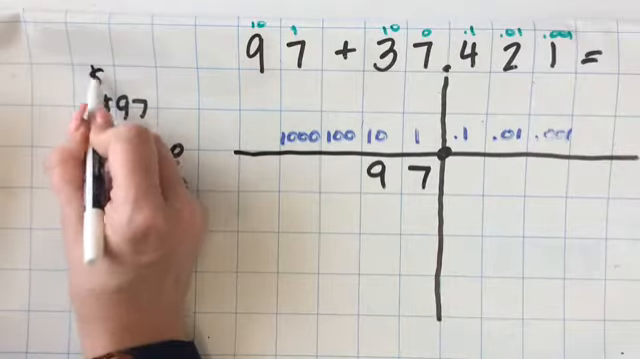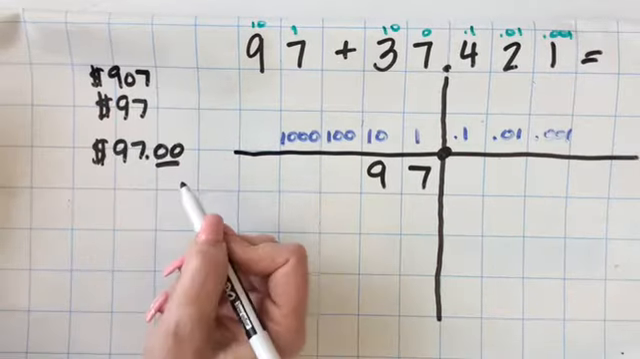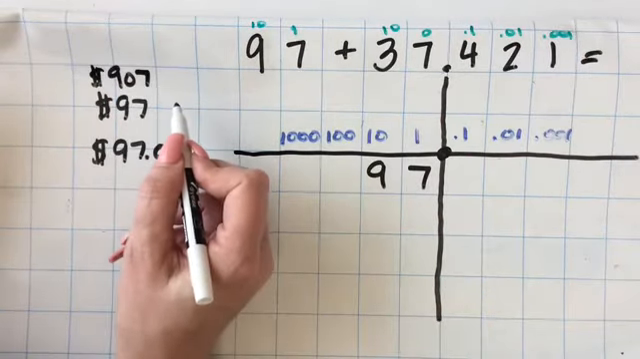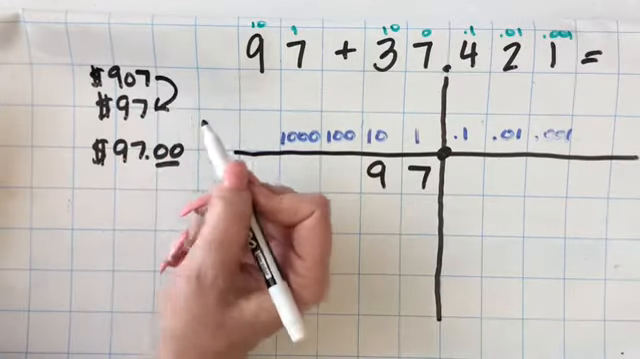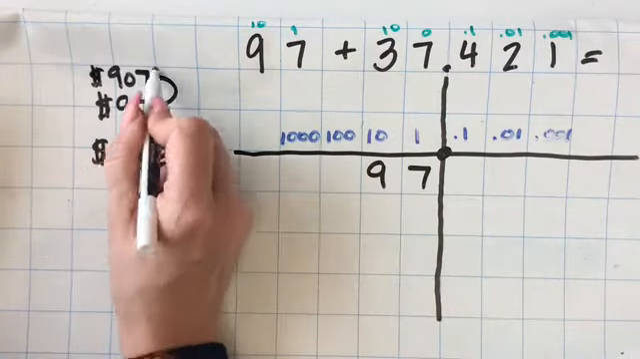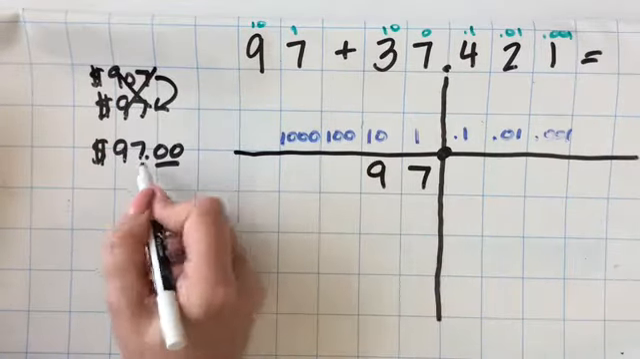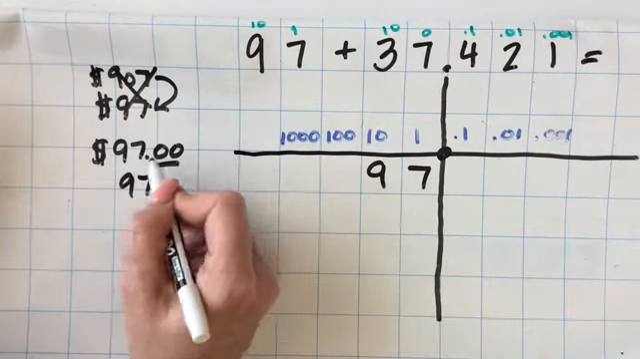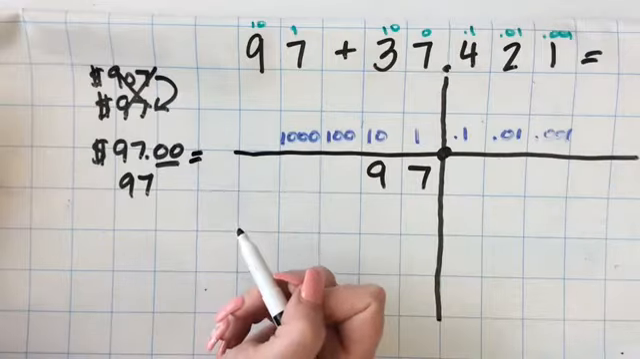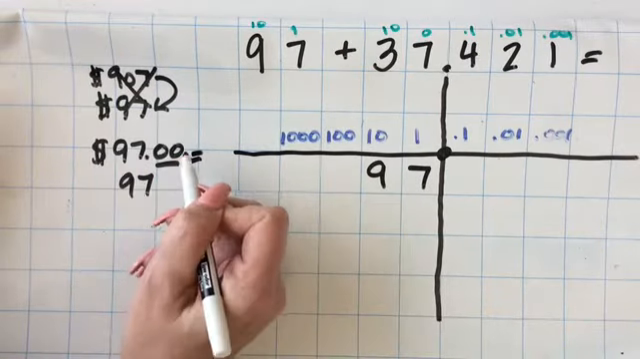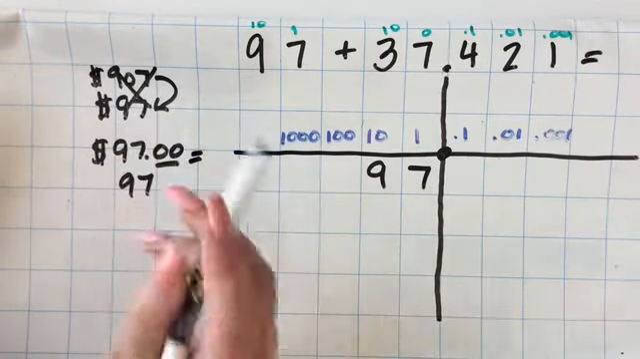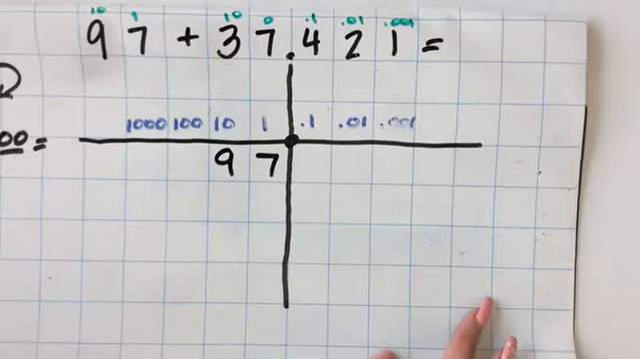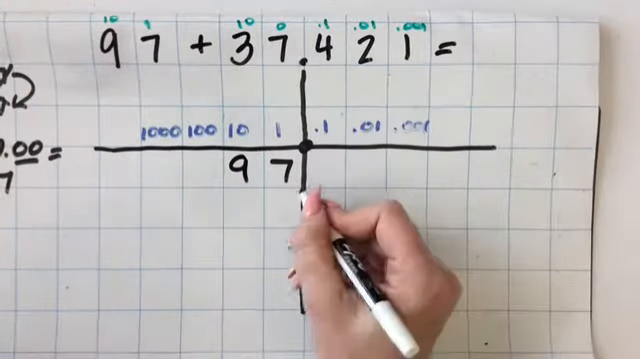What would a zero in the middle look like? Like this. 907 is not the same as 97. That's not the same. But 097 is the same as 97. Okay? Zeros in front, zeros in back, never zeros in the middle. It changes the value.